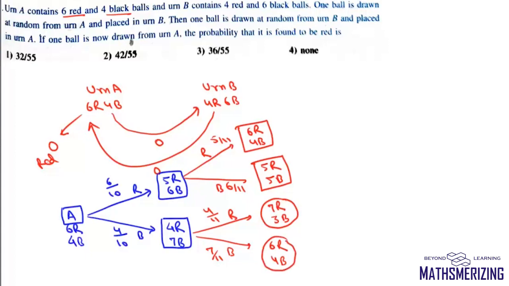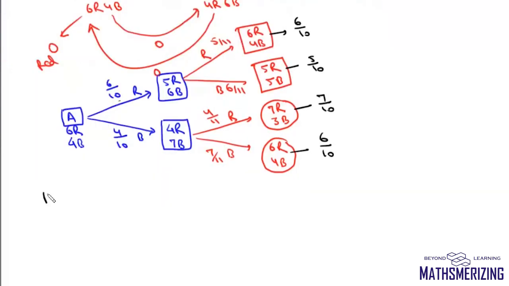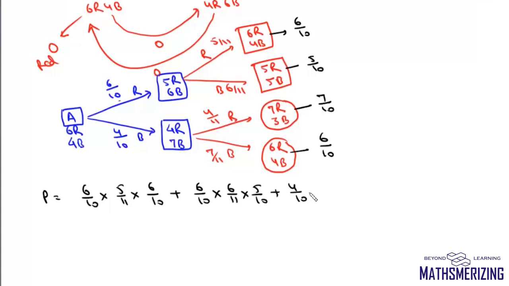Now from this, we need to find the probability that the ball drawn is red. Here the ball drawn is red with probability 6 by 10. Here it is 5 by 10. Here it is 7 by 10. And here it is 6 by 10. So the required probability is the sum of the products of all these cases, which is 6 by 10 into 5 by 11 into 6 by 10, plus 6 by 10 into 6 by 11 into 5 by 10, plus 4 by 10 into 4 by 11 into 7 by 10, plus 4 by 10 into 7 by 11 into 6 by 10.